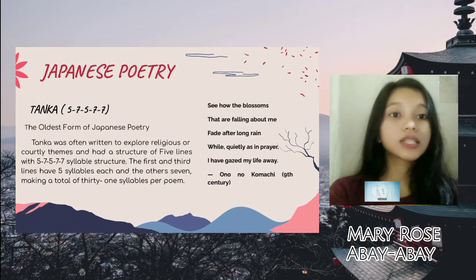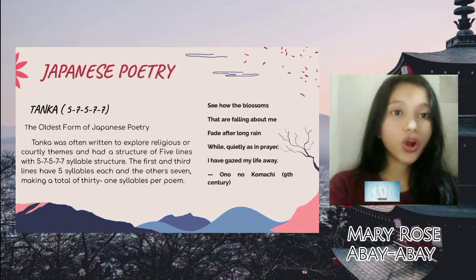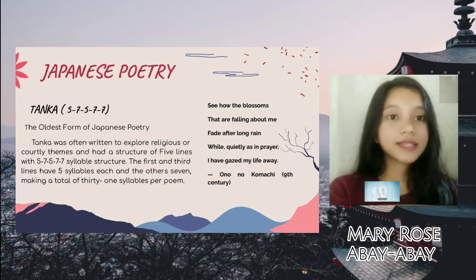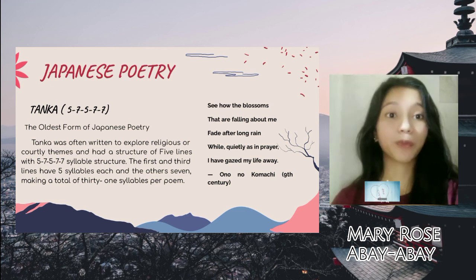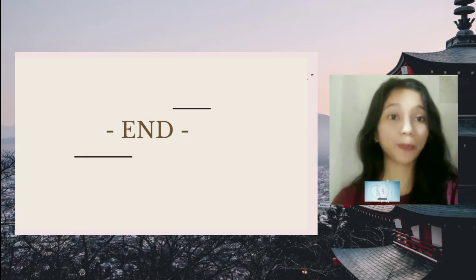Next is the tanka. It is the oldest form of poetry, and tanka has 31 syllables per poem. The 5-7-5 here in tanka is called kami-no-ku or upper phrase, and the 7-7 is called shimo-no-ku, which means lower phrase. So this ends my part on Japanese literature.